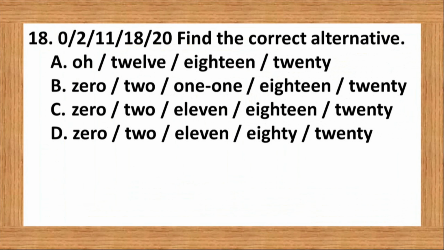(18) 0, 2, 11, 18, 20. Find the correct alternative. A, 0, 12, 18, 20. B, 0, 2, 11, 18, 20. C, 0, 2, 11, 18, 20. D, 0, 2, 11, 80, 20.